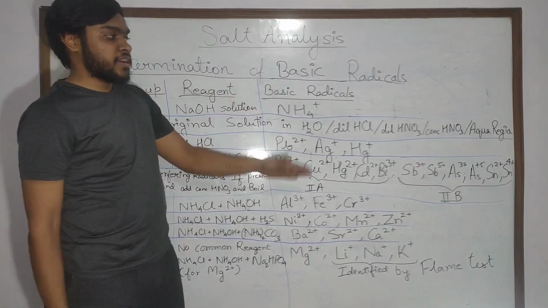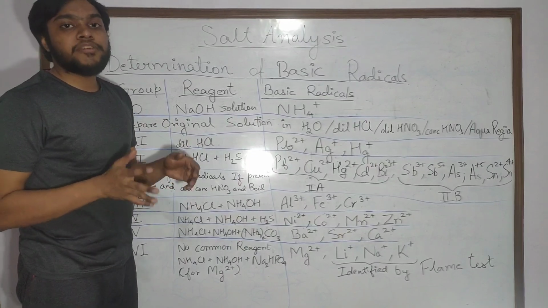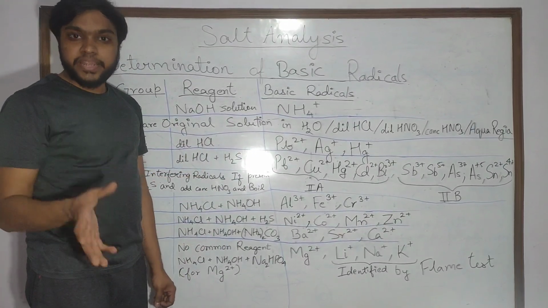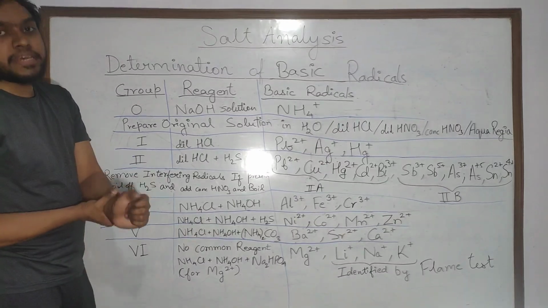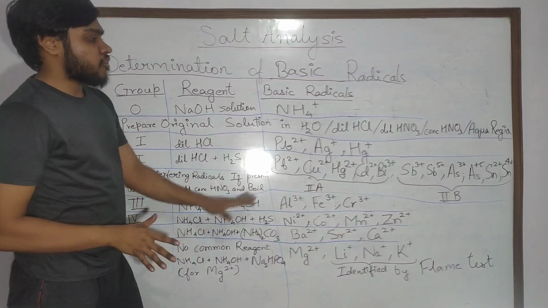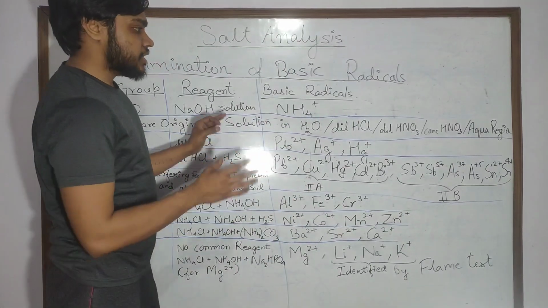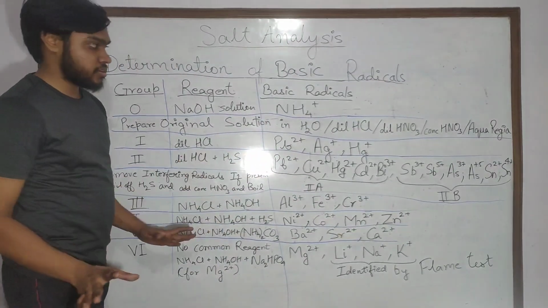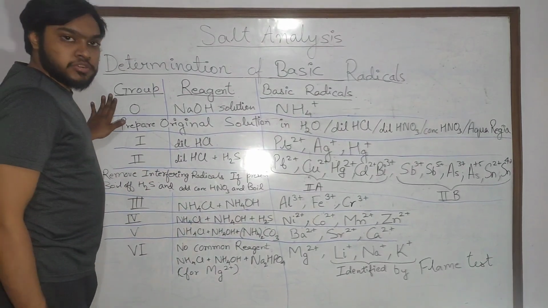The radicals are divided in these groups on the basis of their common reagent by which they are precipitated or identified, which is the preliminary test. Okay, for the test of all these radicals I will make another separate video along with the demonstration. This is just an introduction. So first we have group 0.